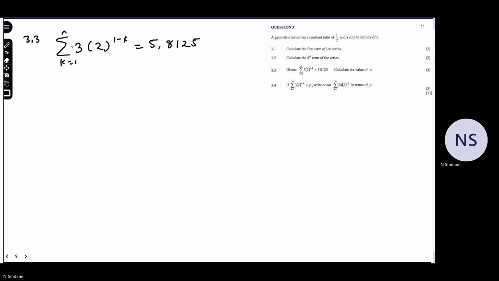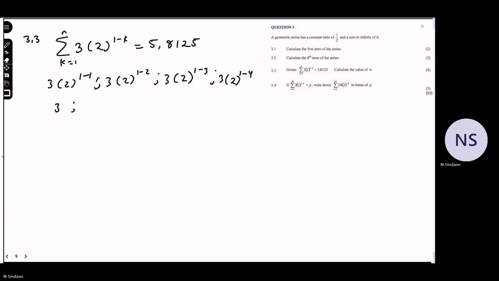So for us to calculate the value of n, we need to know the series. Let's try to identify this series. So 3 into 2 to the power 1 minus 1, then 3 into 2 to the power 1 minus 2, then 3 into 2 to the power 1 minus 3, and the last one, 3 into 2 to the power 1 minus 4. For the first one, the exponent will be 0, because 2 to the power 0 is 1.